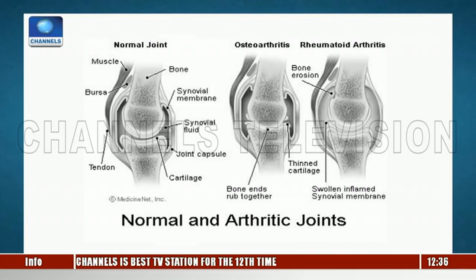So what happens is when there's any damage or dysfunction in any of these components I've mentioned, including the bone just below the surface, the articular bone, which is the surface of the bones themselves, the synovial membrane, the fluid, or the cartilage, whenever there's any dysfunction or abnormality in any of those parts, it usually will present with pain, with swelling, with stiffness, or a loss of function of that joint.